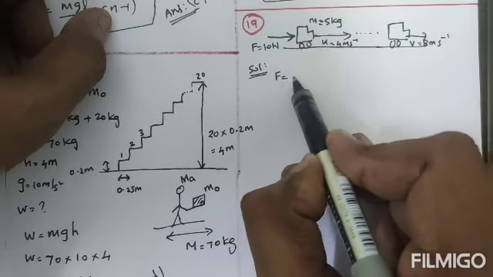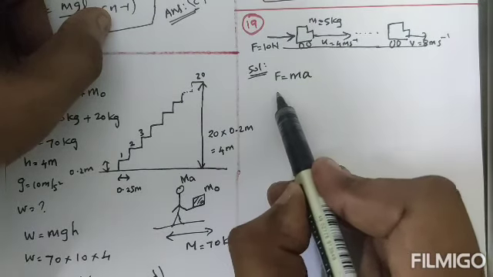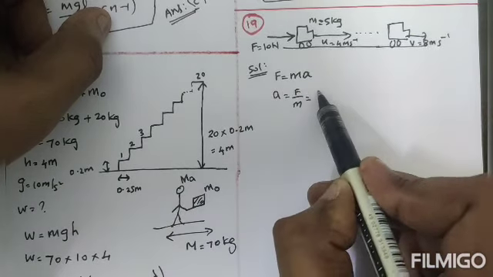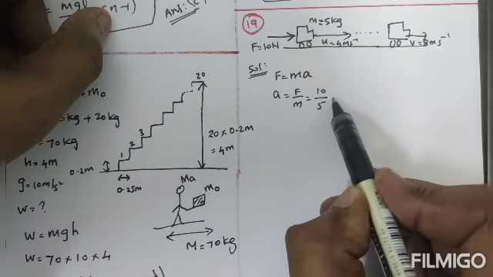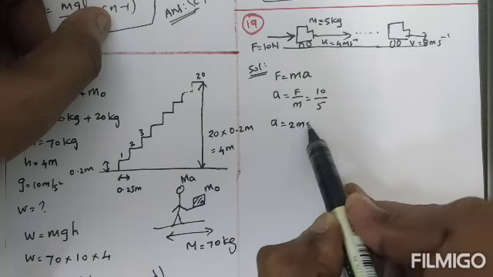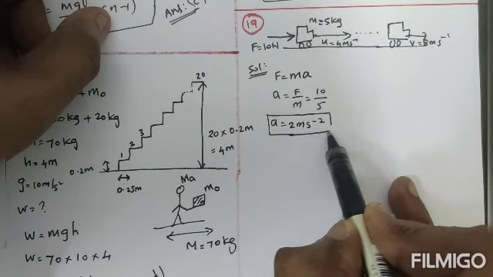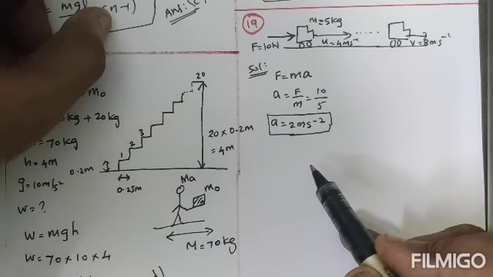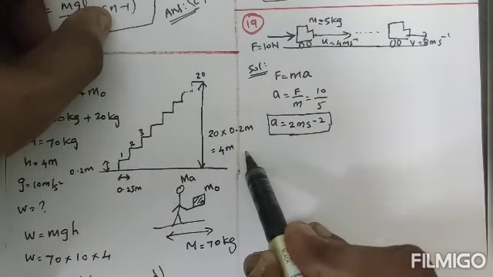So here force is there. Force acceleration relation: F is equal to ma. Therefore acceleration is equal to F by m. Force value is 10 Newton divided by mass of the body 5 kg. So 10 by 5 we can write 2. So acceleration of the body is 2 meter per second squared. They didn't ask for acceleration, but by using the acceleration it is possible to find the other factors. So let's find the displacement.